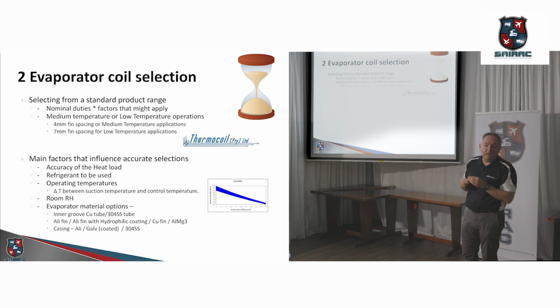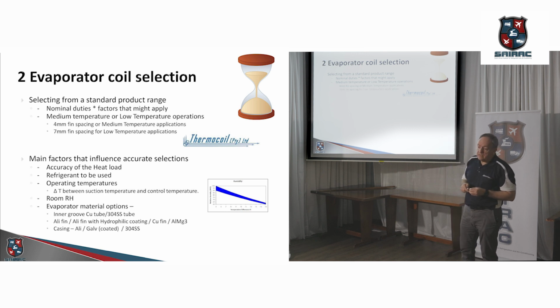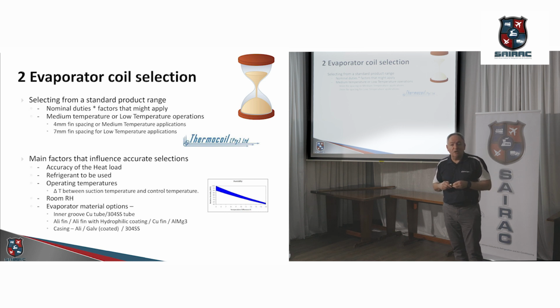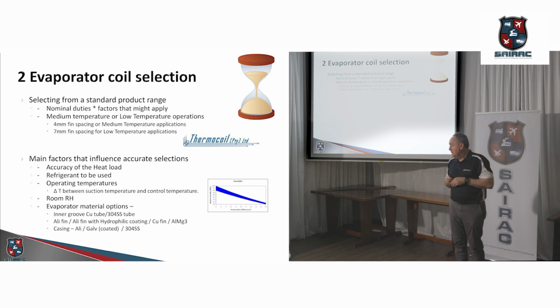So the more fin area you have, the greater the cost, because you use more material. 7 millimeter is necessitated for low temp, because you have an ice buildup, and it obviously becomes restrictive and starts blocking the airflow. So low temperature conditions tend to lean towards a wider fin spacing.